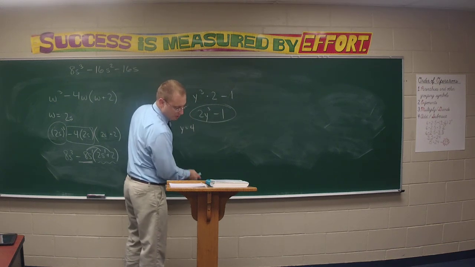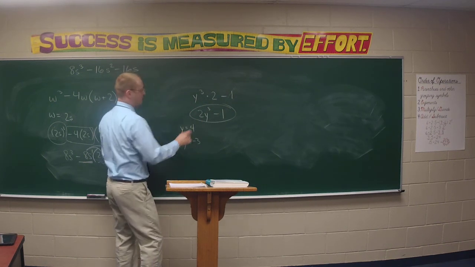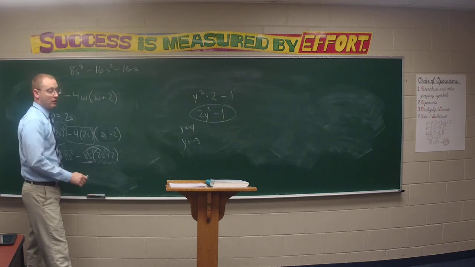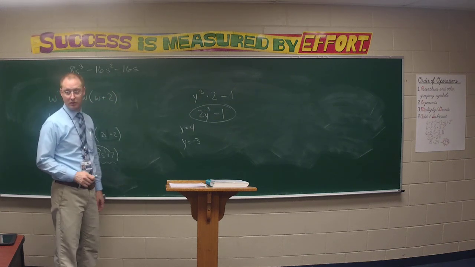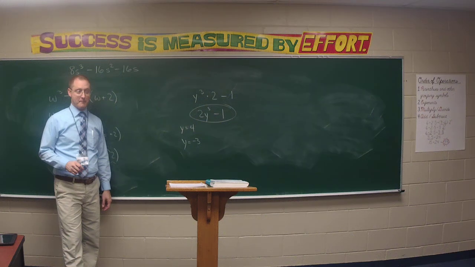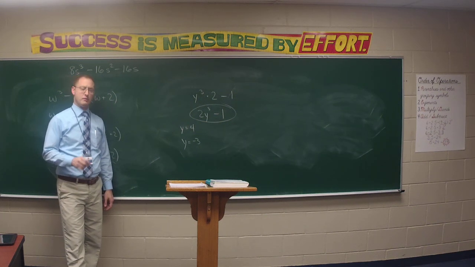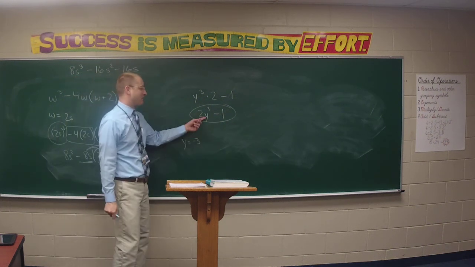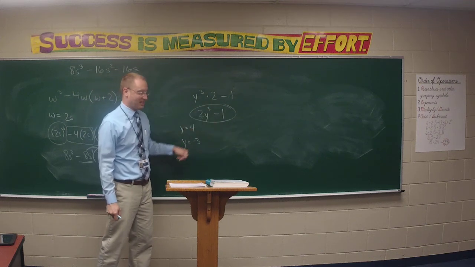What if we know that y is negative 3? Follow the same steps. Call it when you've got it. Negative 55. Cube to get negative 27 times 2 is negative 54. Negative 1 is negative 55.